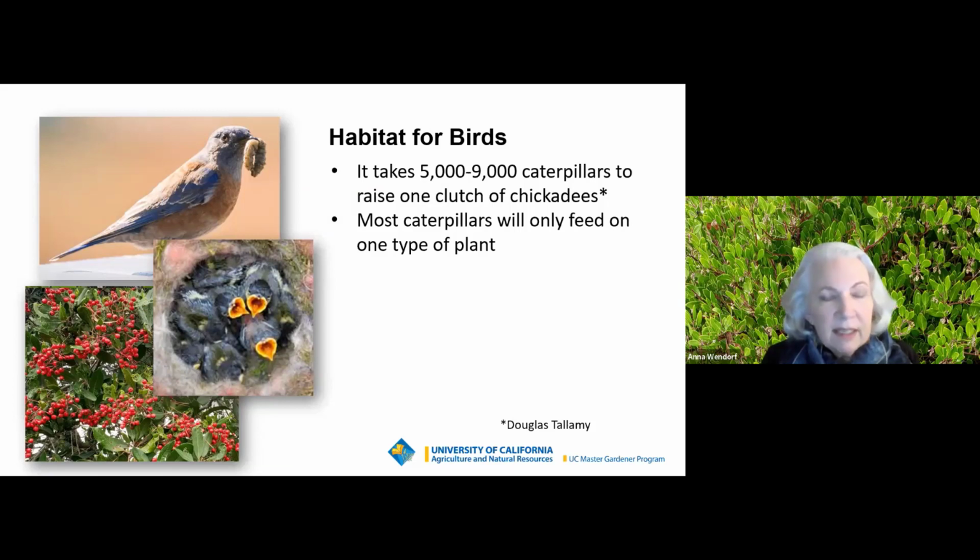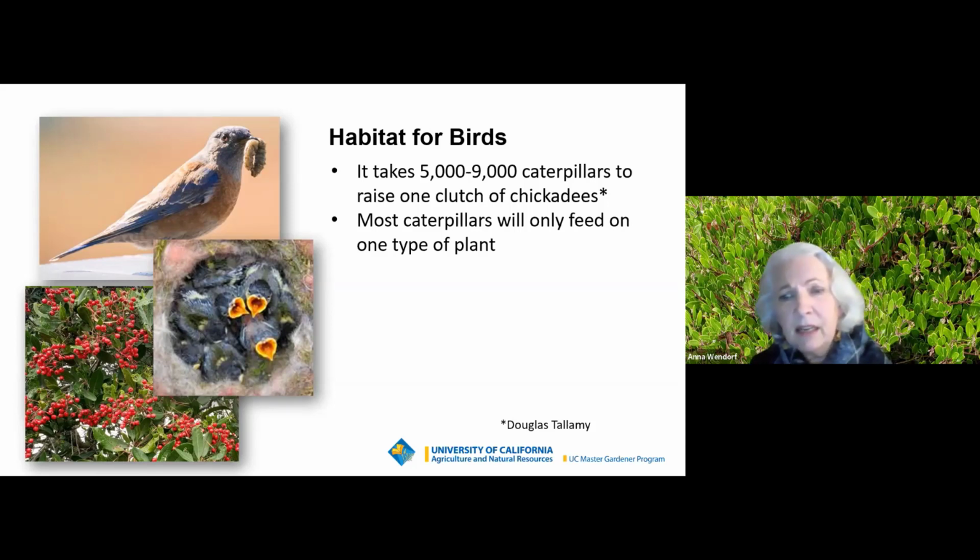One of the reasons is that it takes so many caterpillars to raise their babies. They cannot feed their babies with anything but caterpillars, except for a couple, like doves. They can eat seeds. You may think that if you're putting out seeds, or if they have berries, or if they have aphids, that they're going to be able to raise their babies on that. But unfortunately, that's not the right kind of food for them. And that is one of the reasons for such a steep decline.